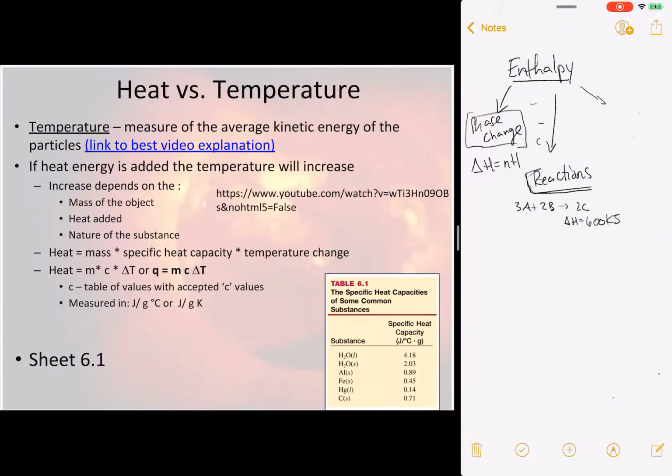All right, so looking at our enthalpy, ways to quantify enthalpy so far, we have phase changes over here. We have reaction enthalpy over here, and we're going to add a third one here. But before we get into it, we need to talk about heat.